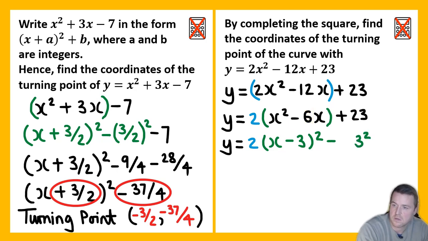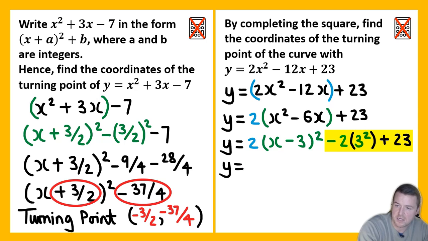Typically at this point, I would subtract 3 squared to reset this back to 0, but at this point I need to remember that this squared bracket is actually being multiplied by 2. So to reset it back to 0, I'll actually need to multiply the 3 squared by 2 before adding 23. Now I can simplify by collecting like terms.